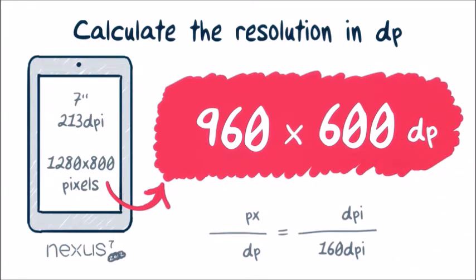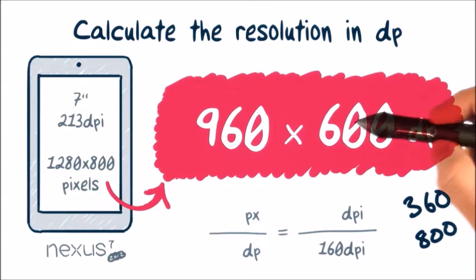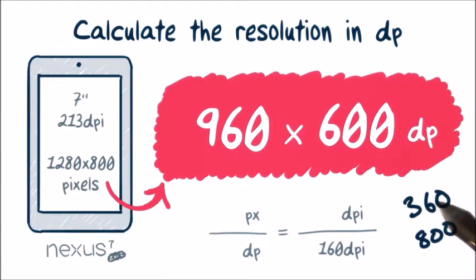It's larger than a phone, which is about 360 dips wide, and smaller than a 10-inch tablet, which is about 800 dips wide. So you can see that this 600 value, this is the width when it's held in portrait, is neatly between this 360 dip wide phone and an 800 dip wide 10-inch tablet.